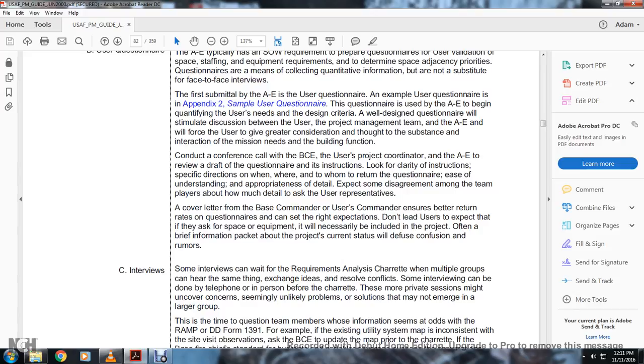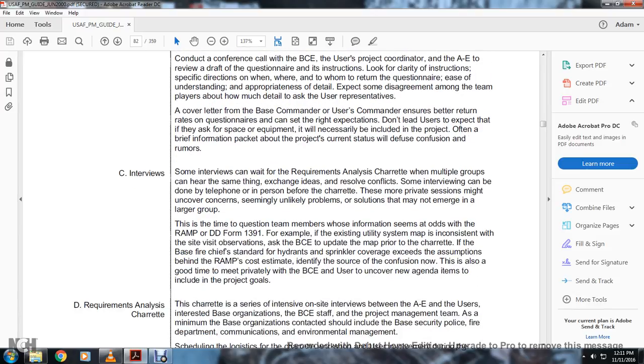Often the brief of the information packet with the project's current status will diffuse the confusion of the rumors. See interviews. Some of the interviews can wait for the requests and requirements. An analyst chartering with multiple groups can hear the same thing and exchange ideas to resolve the conflicts. The interview can be done by telephone or in person by the charter.